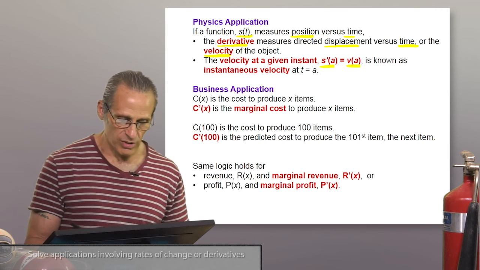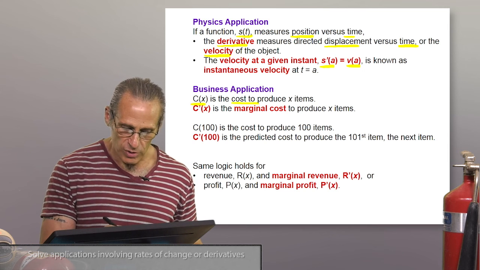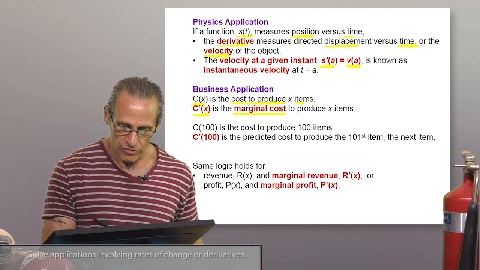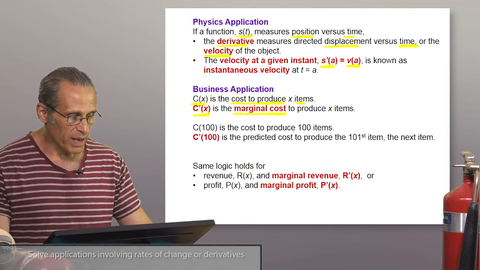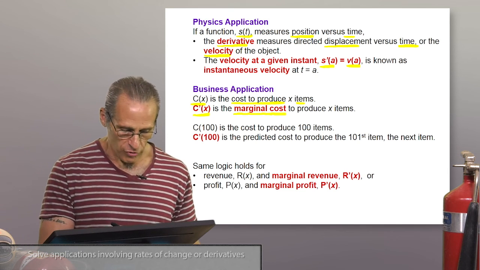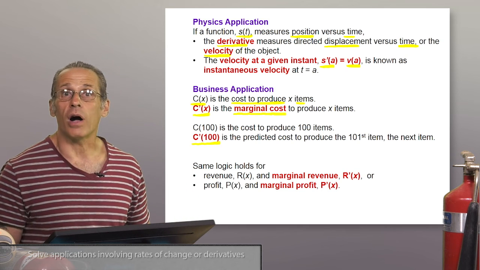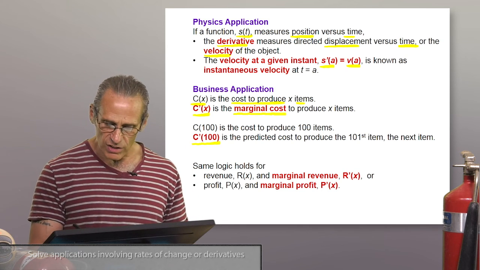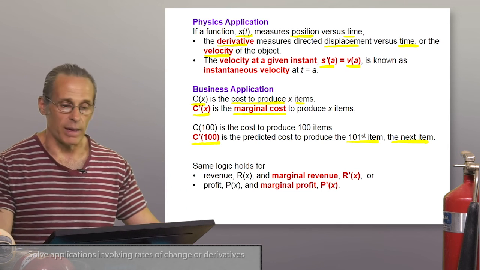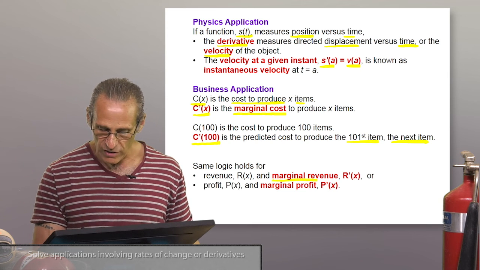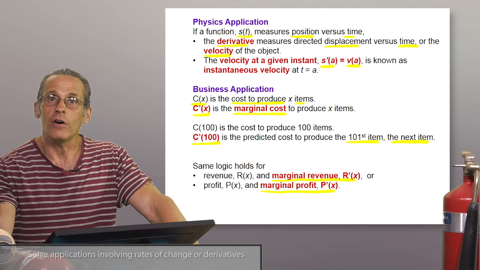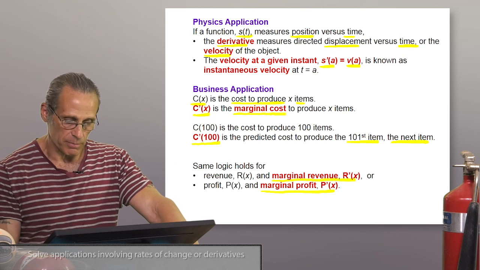For a business application, imagine c of x is the cost to produce x items. So the derivative of the cost function, which is called the marginal cost, is basically your change of cost for the next item produced. So the marginal cost of 100 items, the derivative of the cost function at 100 items, is the predicted cost to produce the next item, which is the 101st item. And you can have the same type of derivative thought process for revenue and profit, where marginal revenue and marginal profit are the derivatives of revenue and profit, respectively.